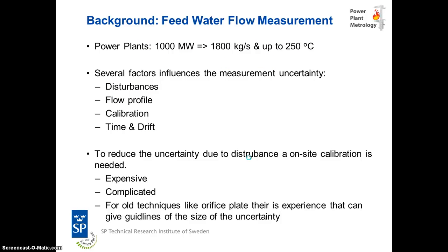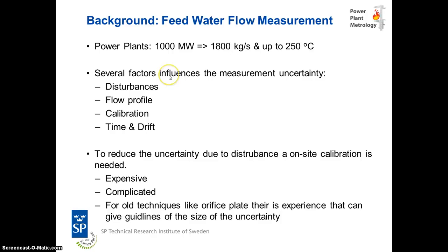The background is feed water flow measurement in power plants, and in a power plant you can have like 1000 megawatt, and then you have a flow rate of 1800 kilos per second, and the temperature is up to 250 degrees. You can have pressures of about 80 bars, so it's really high temperature, high flow rate, and high pressure.